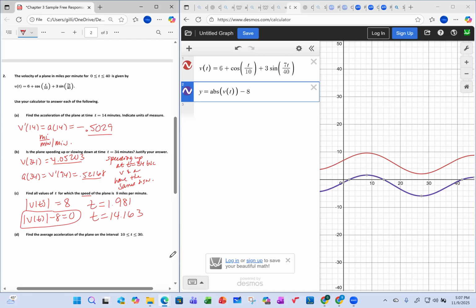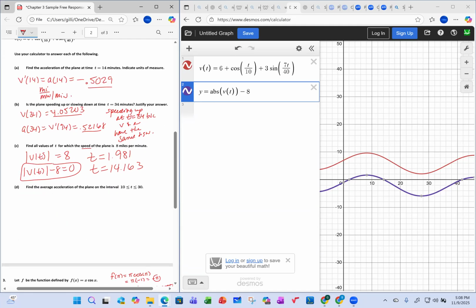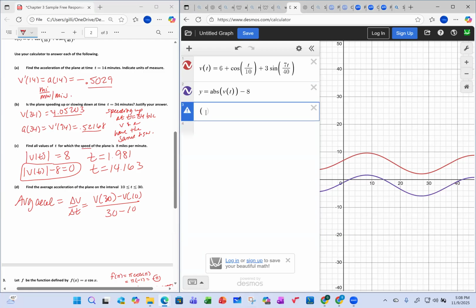Next up is find the average acceleration. So average acceleration is the change in velocity over change in time. So it's the velocity at 30 minus the velocity at 10 over 30 minus 10. And you do not need to show us intermediate steps there. So here, we're just going to do parentheses, be very careful, of v at 30 minus v at 10 divided by 20. And that's my average velocity, or average acceleration, sorry.